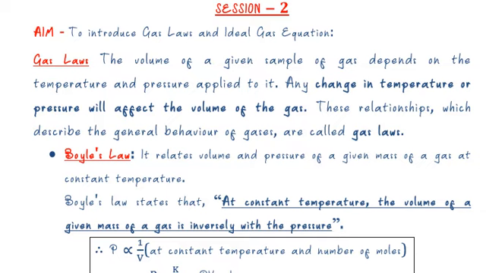First of all, what is gas law? The volume of a given sample of a gas depends on the temperature and pressure applied to it. Any change in temperature or pressure will affect the volume of the gas. This relationship, which describes the general behavior of gases, is called gas laws.